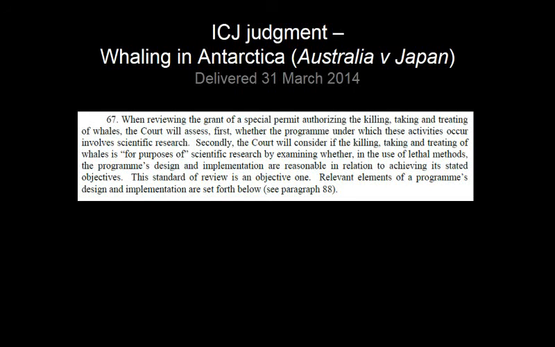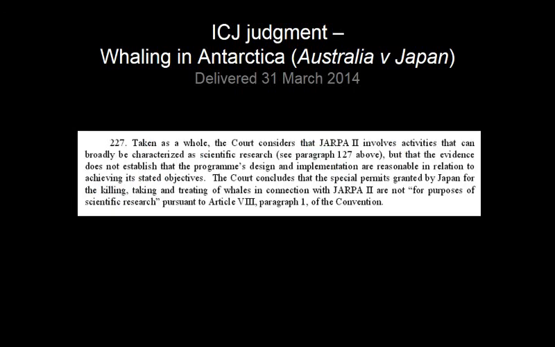When reviewing the grant of special permit authorising the killing, the court will assess first the program, whether it involves scientific research, and then is its implementation reasonable for achieving those objectives? And then they went on, paragraph 227, taken as a whole, the court considers that the Japanese research program involves activities that can be broadly characterised as scientific research, but the evidence does not establish the program's design and implementation are reasonable in relation to achieving its stated objectives.